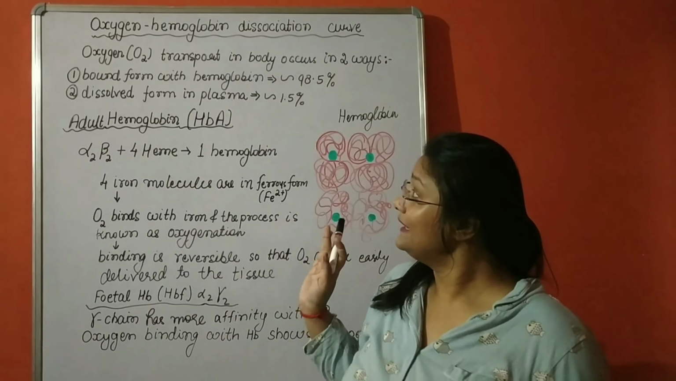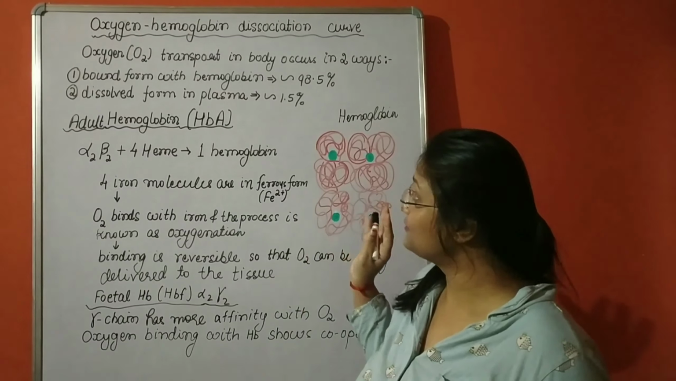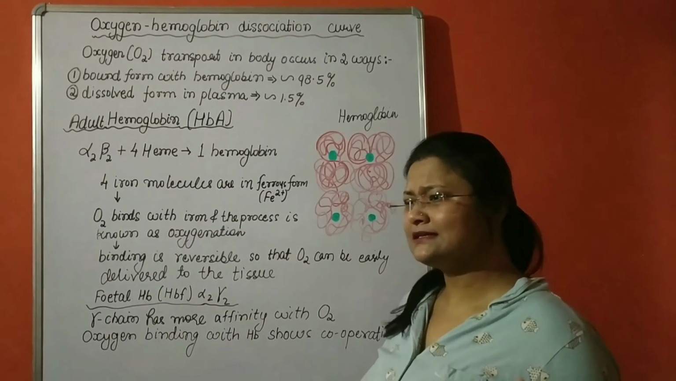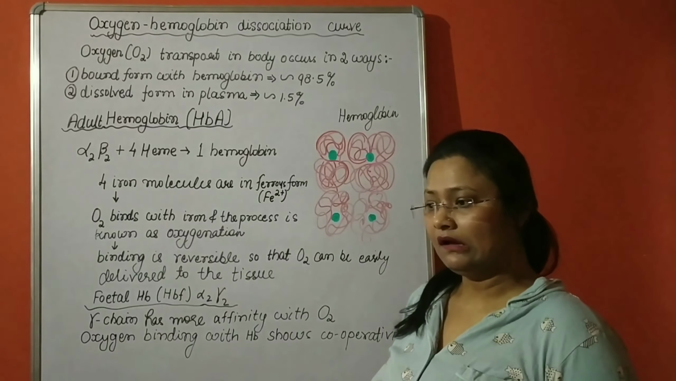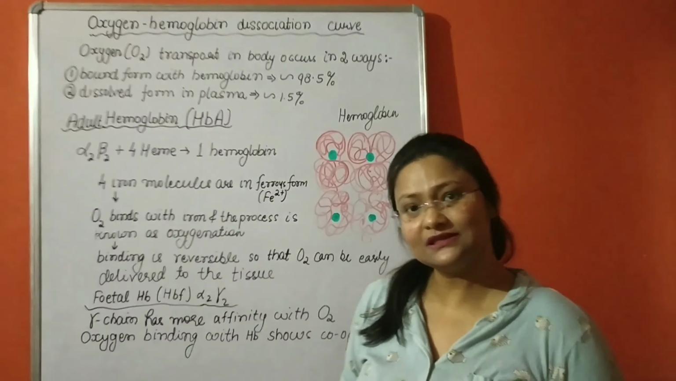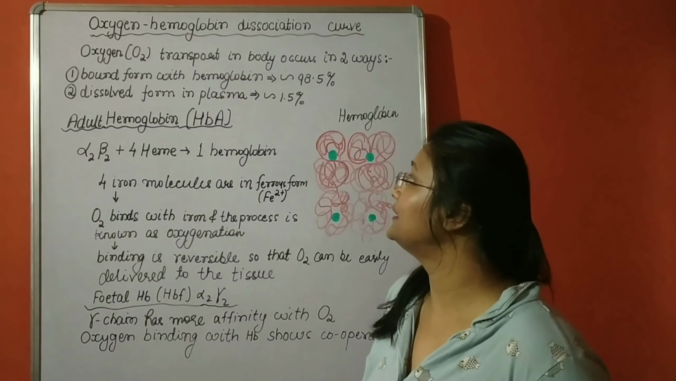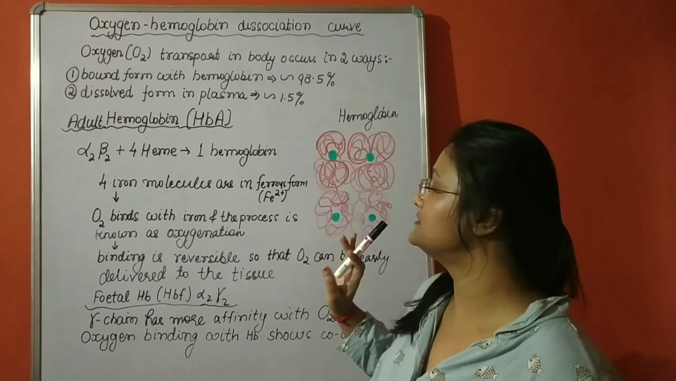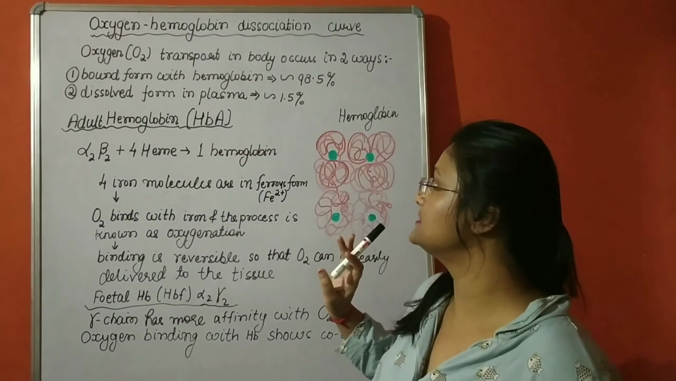Secondly, it can also be transported in dissolved form, dissolved in plasma, and 1.5% is transported in this way. The reason it is transported less in dissolved form is that oxygen cannot dissolve in plasma or water very well. So that is the reason why, most of the time, only a very small amount of oxygen is transported in dissolved form, that is 1.5%.